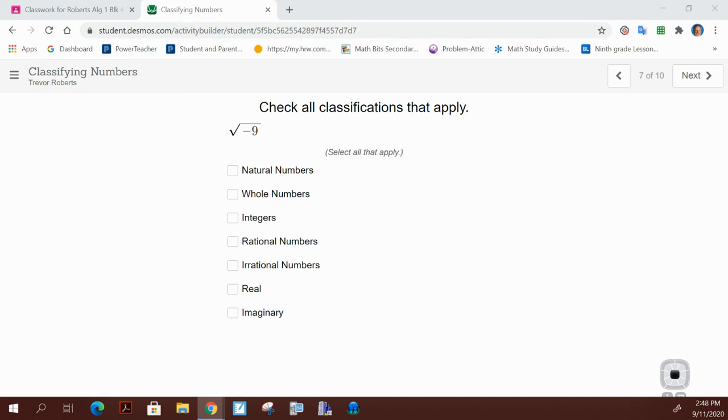Kevin, can I ask you a question? So what is this one? The square root of -9? Yes, sir. It's imaginary, and it's not anything else. If you missed that one, go back and fix it. It's just imaginary. That's it. Why is it imaginary, Kevin? Perfect, because it's a negative square root. Awesome.